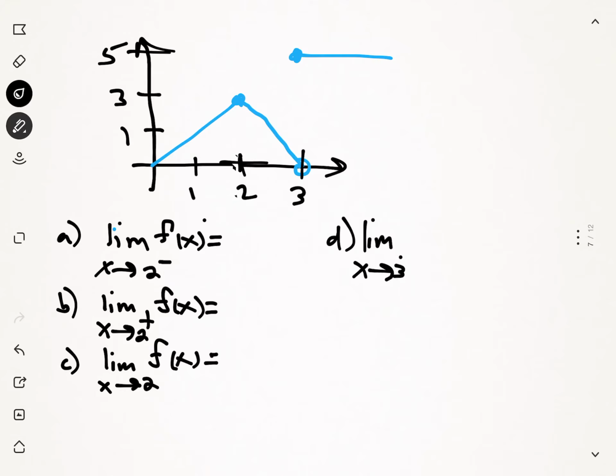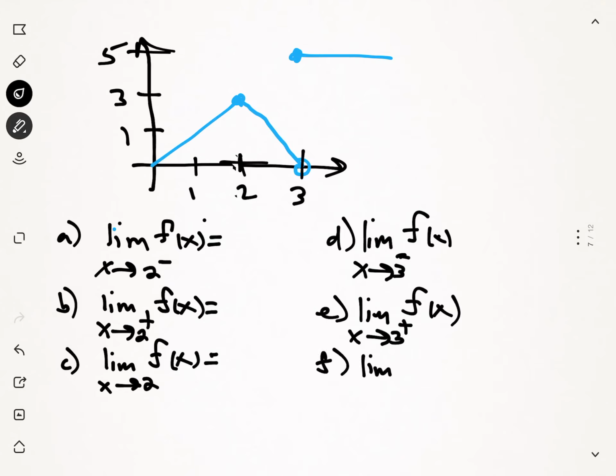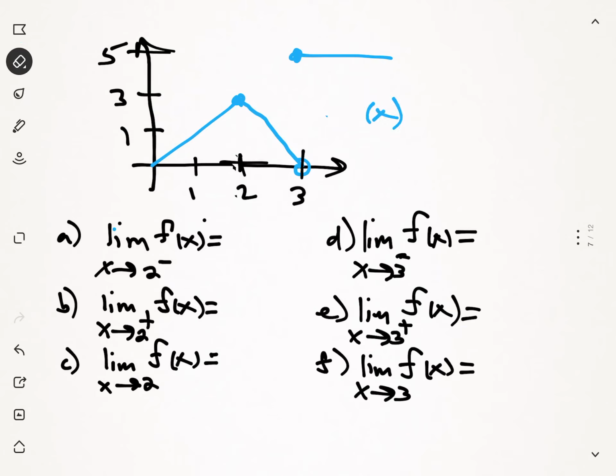you want to approach 3 from the left of the given function. Three from the right. And here is our function, f of x. Okay, so stop the video, analyze it, use what you know, and see what you come up with.